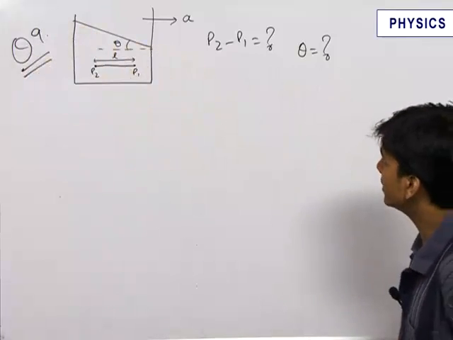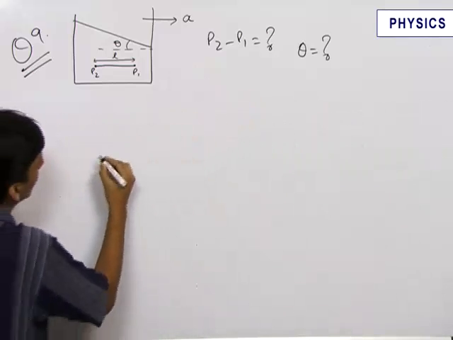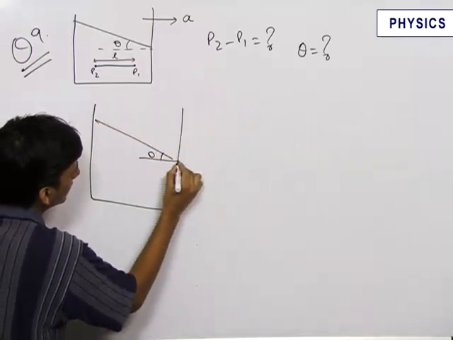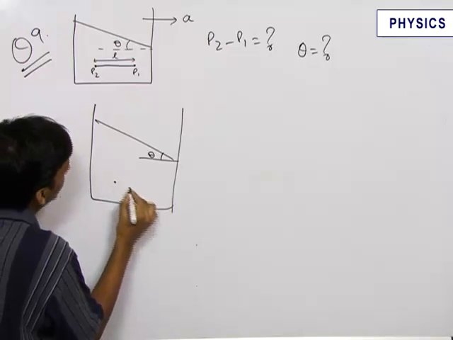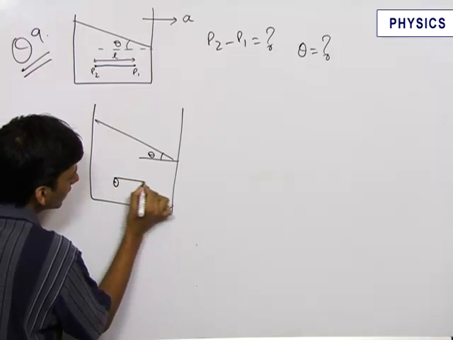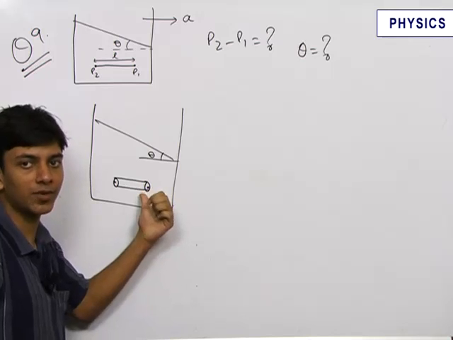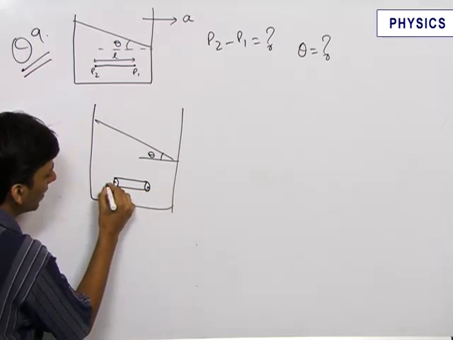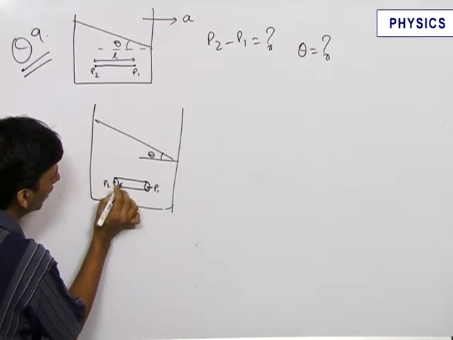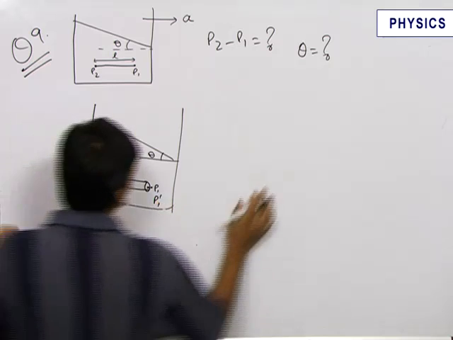So for solving this question, let us first try to find out theta. This angle is theta, this is P2, this is P1 at a distance L. We take a cylinder of water again and we hope to apply Newton's law on this cylinder of water that we have taken. The pressure at this point is P2, this point was P1. Let the pressure at this point be P2 dash and the pressure at this point be P1 dash.